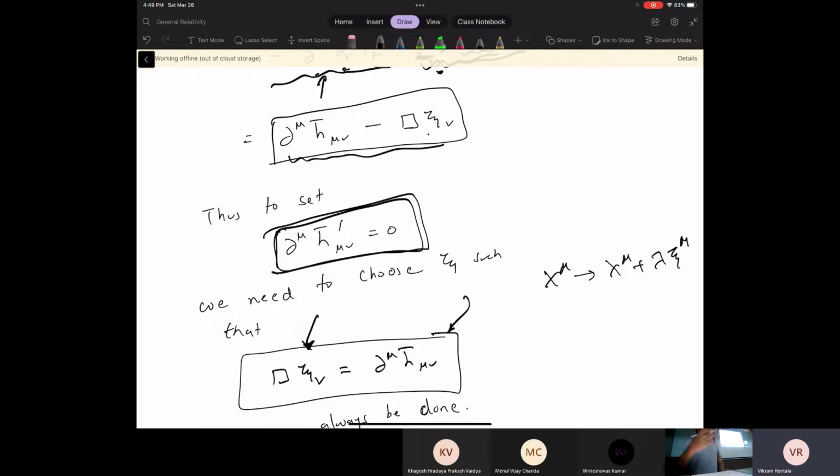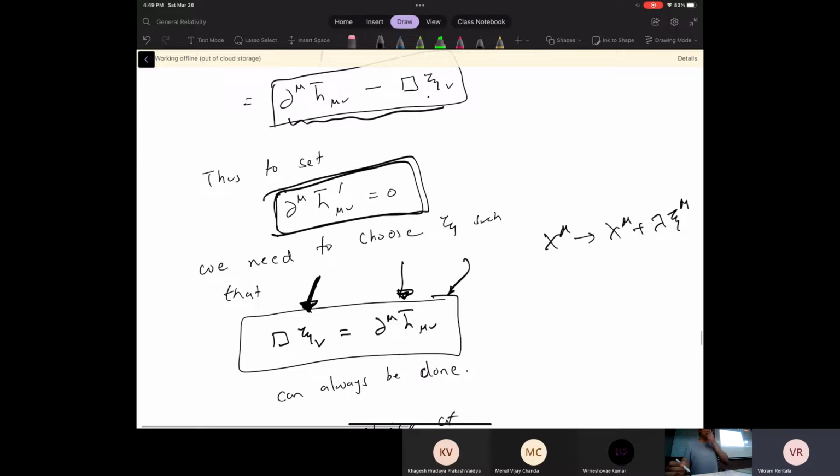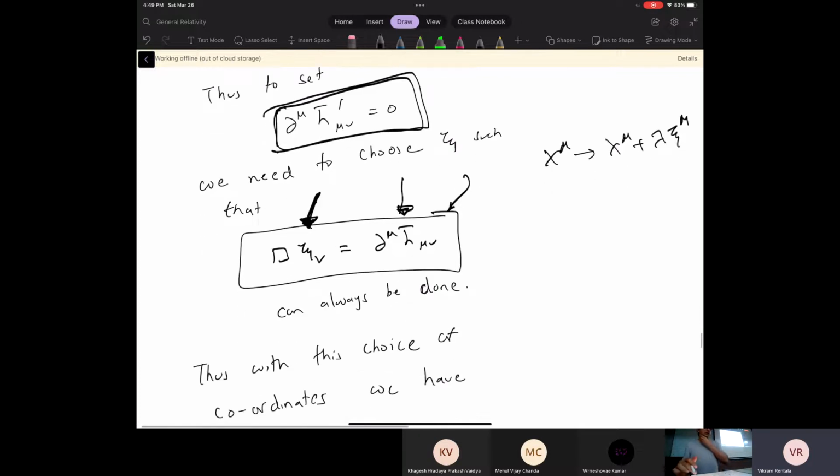This equation can always be solved, because supposing this is some non-zero quantity, then I'm just solving this sort of generalized Laplacian equation, and this always has a solution. Basically, you can show that there's a Green's function for this, and so this is a linear equation. Therefore, you can always find a solution to this.